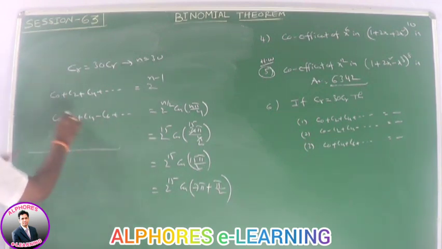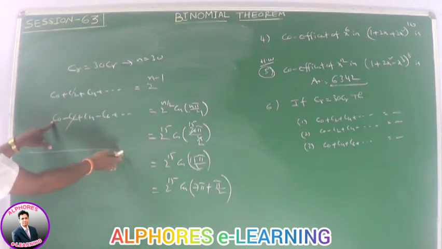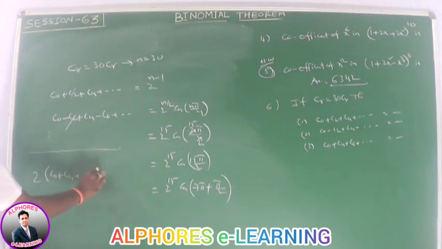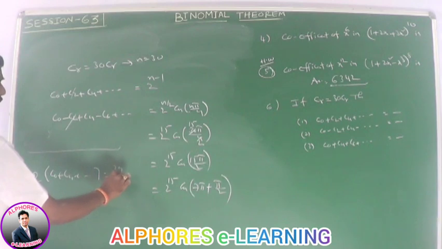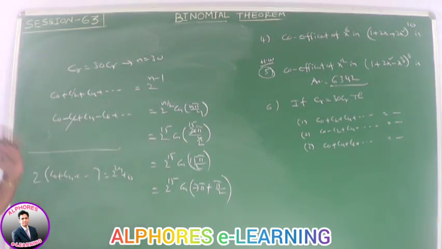Next, what is the value of C0 plus C4 plus C8? By adding these two values, C2 cancels. 2C0 plus 2C4 plus 2C8. Okay, 2 is the common term. C0 plus C4 plus so on. This value is equal to 2, already we found 2 power 29 plus 0. So this value is divided by 2, 2 power 28. Find these values. Okay.